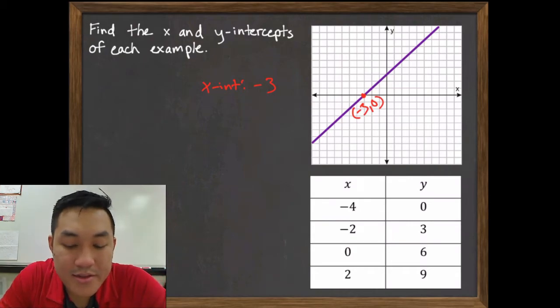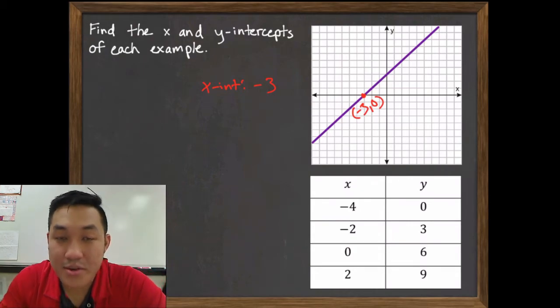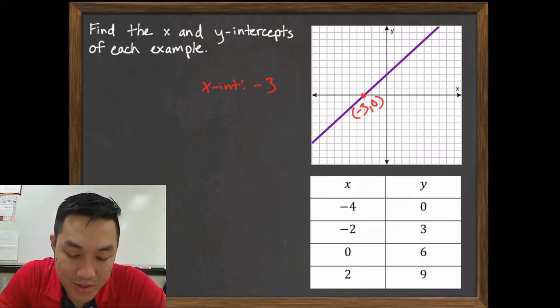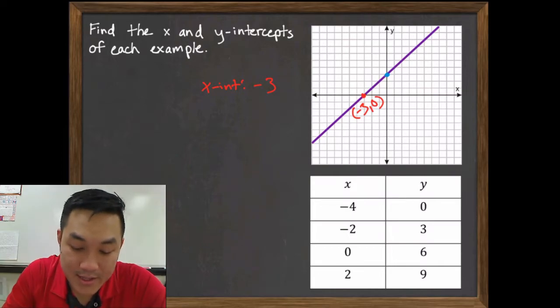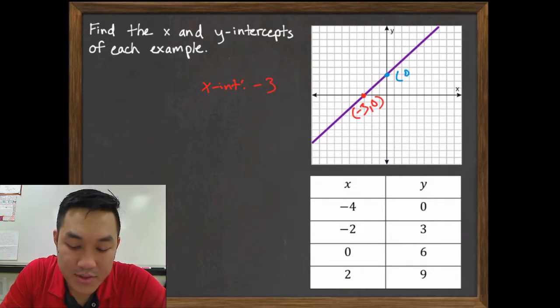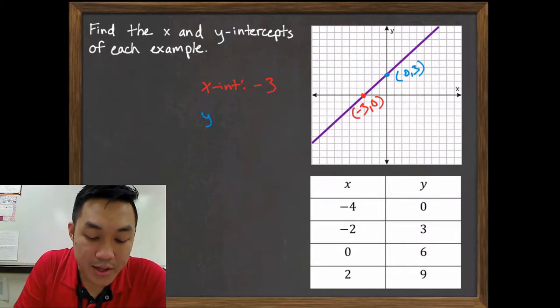Now let's look at the case for the y-intercept. Where does it cross the y-axis? It crosses it right here, there's our y-axis. What point is that? If I look at that, it's up 3 and over 0, so 3 would be your y-intercept.